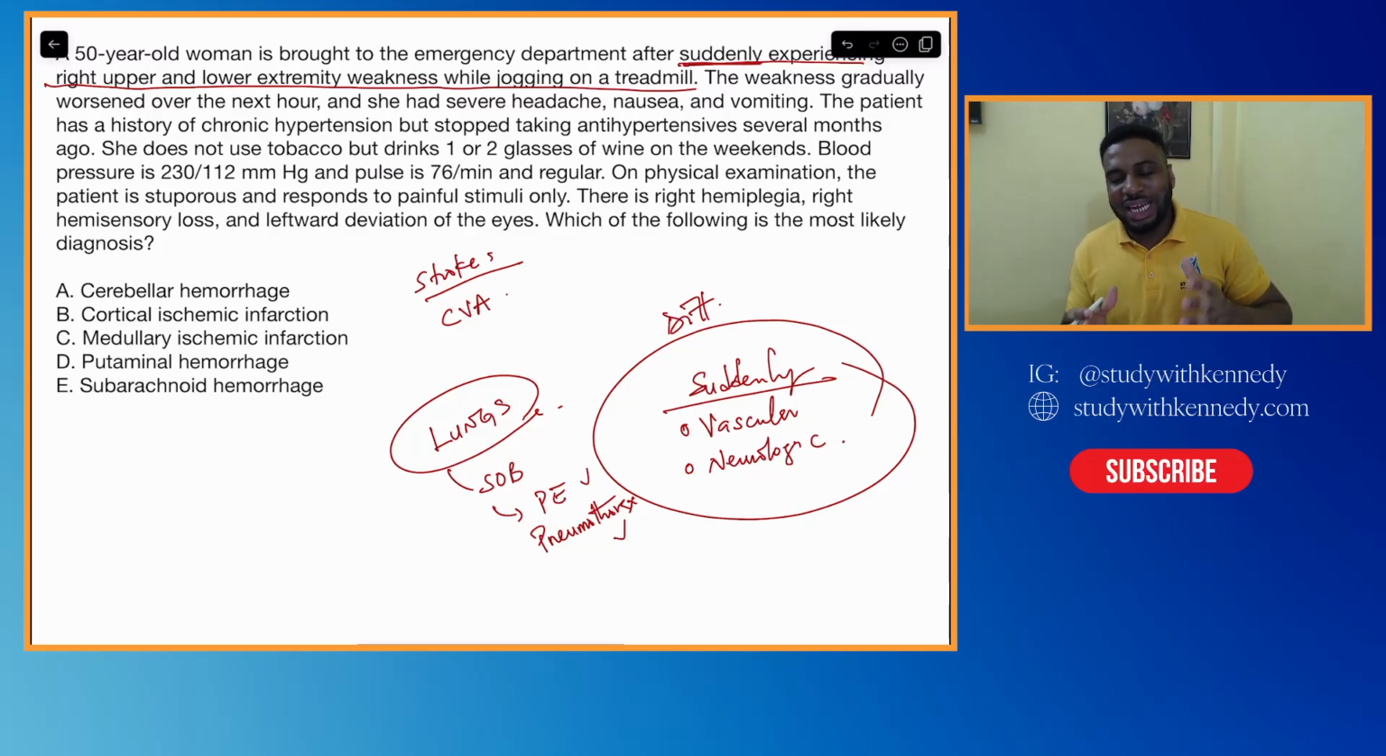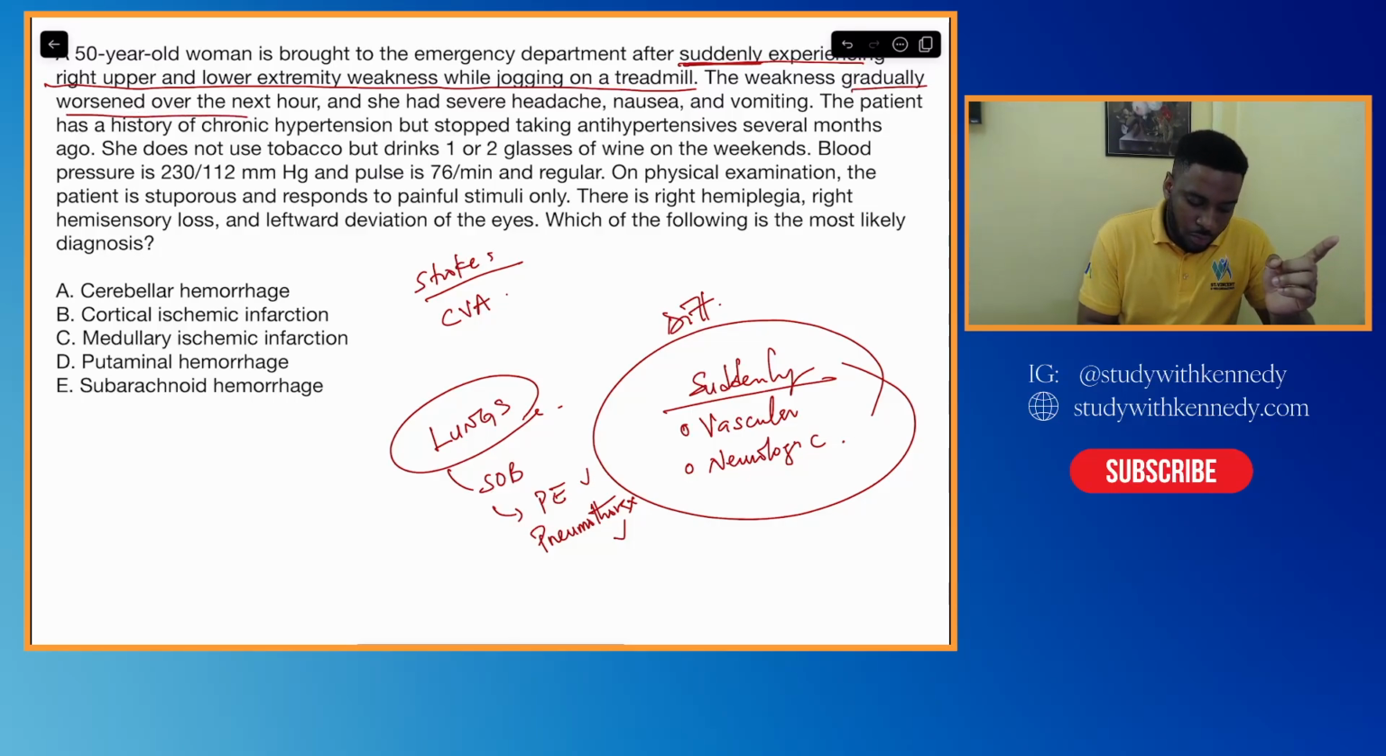The weakness gradually worsened over the next hour. That is going to be important because I'm going to tell you what my students picked as her answer. And I think if she paid attention to this statement alone, she would have gotten this. She would have probably not picked the answer she picked. It gradually worsened over the next hour.